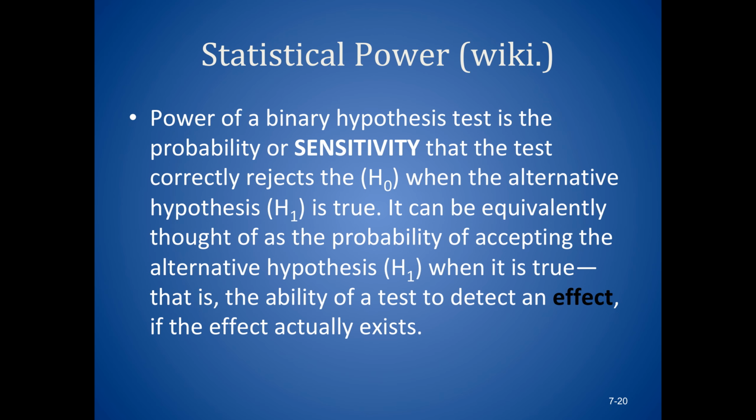You can think of it as sensitivity. So sensitivity that the test correctly rejects, remember, it rejects the null hypothesis when the alternative hypothesis is true. It can be thought of as the probability of accepting the alternative hypothesis when it is true. That is the ability to detect an effect if the effect actually exists. So statistical power.